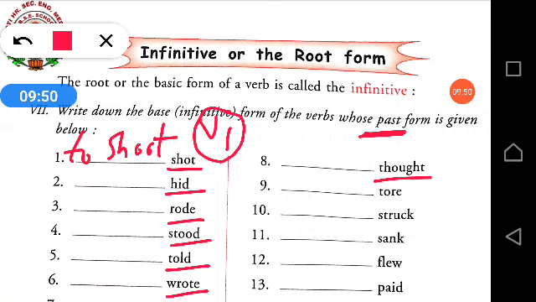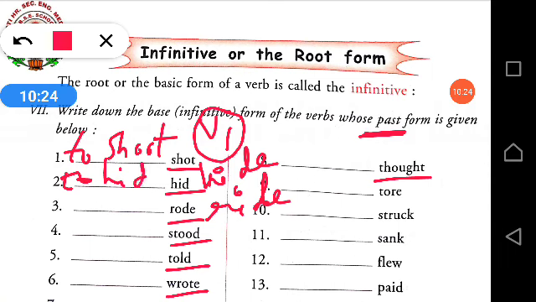So what is the first form of shot? Shoot. Shoot, shot, shot. Hid: hide, hid, hid. H-I-D-E. Okay, ride, rode, ridden. First form will be ride. Understood? Stand, stood, stood. Tell, told, told. Write, wrote, written. All this will come under your first form of the verb. So here what will we be writing? To hide. Okay, to ride, to stand, to tell, to write.